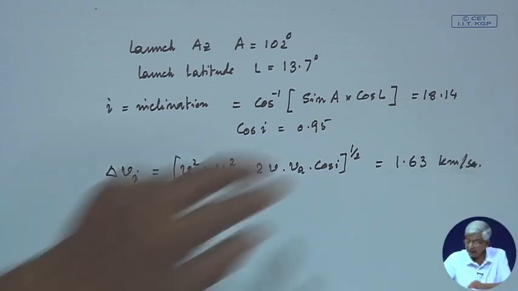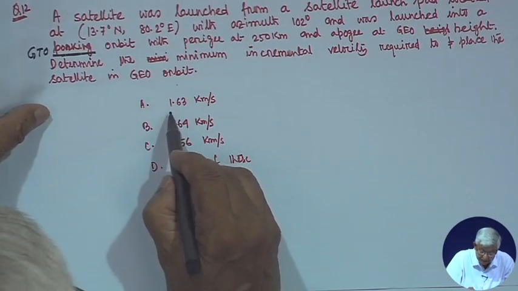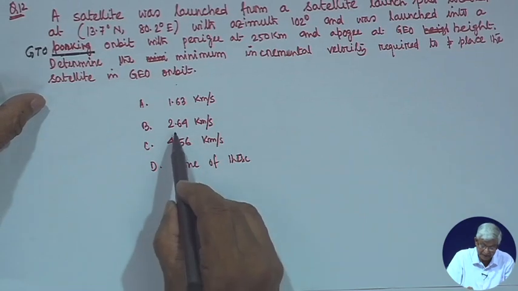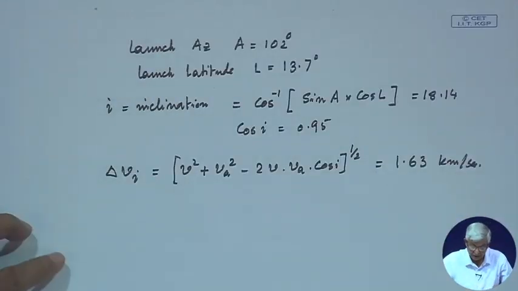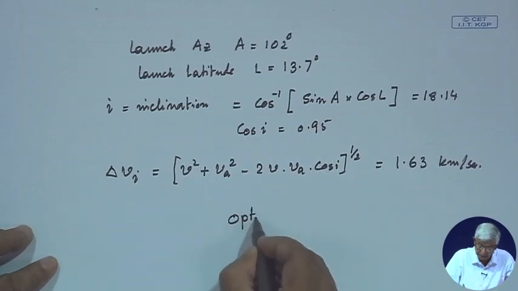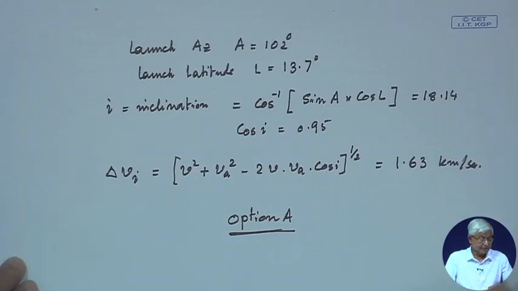And let us look at the options. The first option itself is 1.63 kilometer per second, others are much higher than that, and one says none of this. So, the answer will be option A, that is the correct answer.